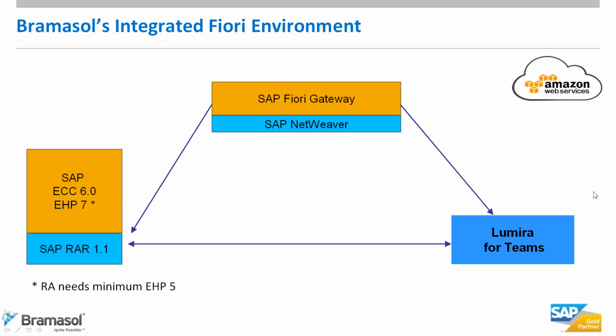So off to the left is our same ECC 6.0 system with RAR loaded. We've now put in a Fiori gateway, which runs on the NetWeaver stack, and we've also loaded up Lumira for Teams. What you may not notice here is that the word HANA is not anywhere in here. So this is not a HANA environment. This is strictly a Fiori gateway loaded on ECC, and Lumira for Teams is strictly on a server that had some extra memory on it. So there's not a HANA DB requirement in this particular scenario that we're demoing today.